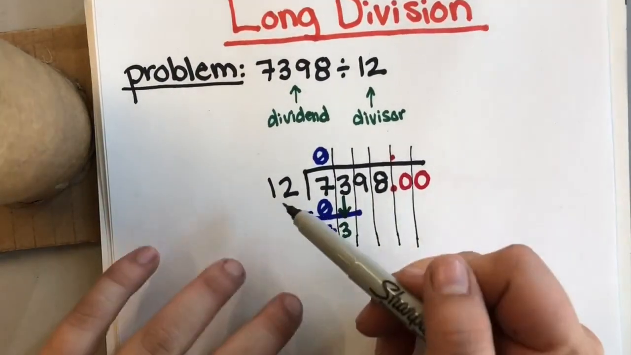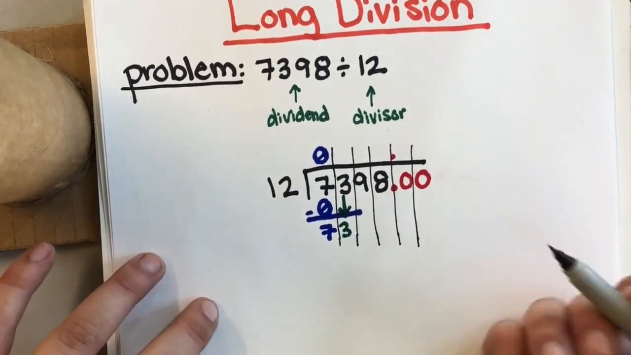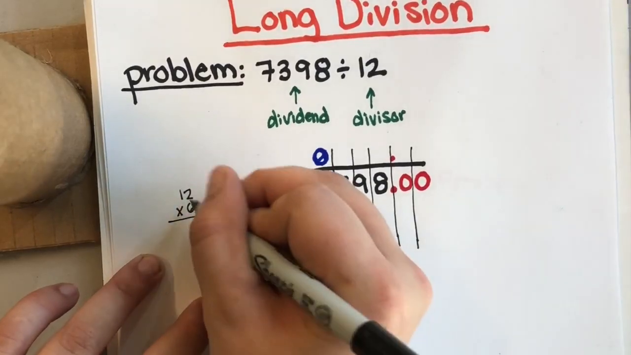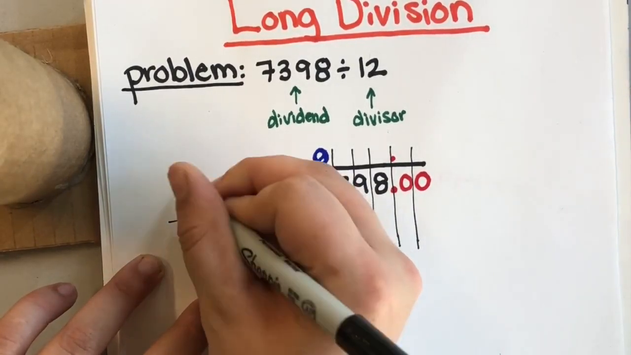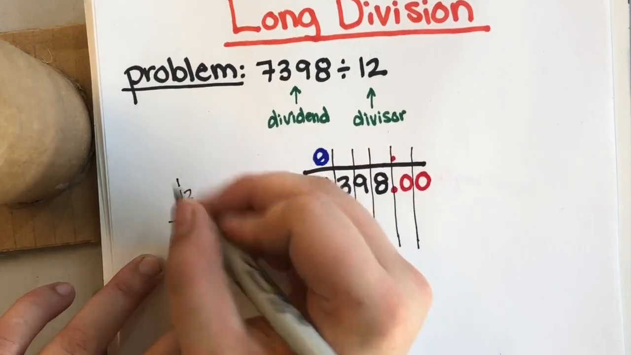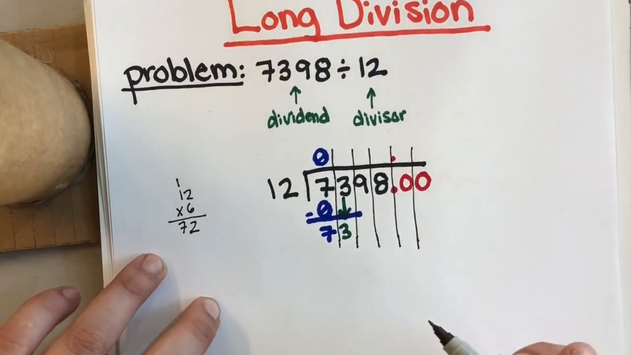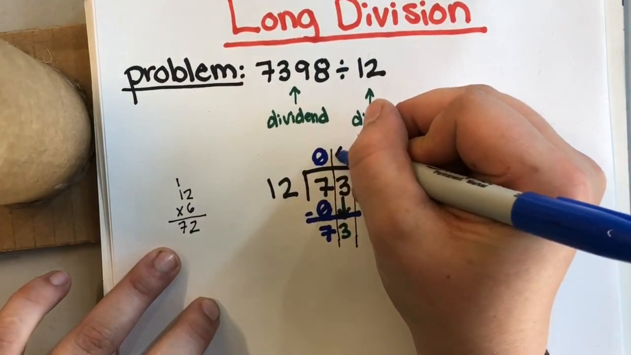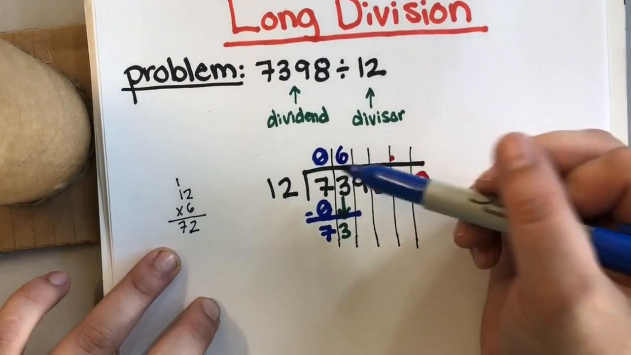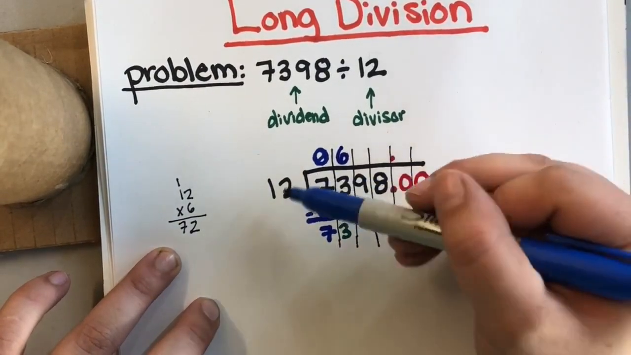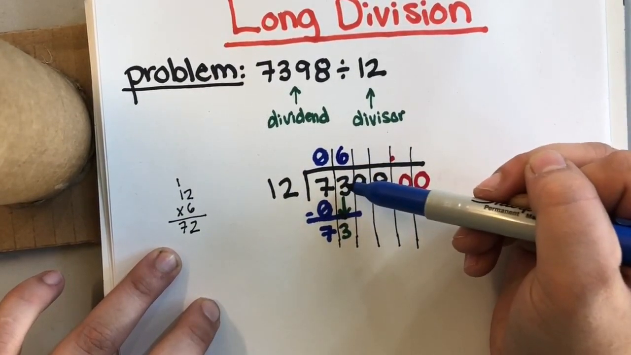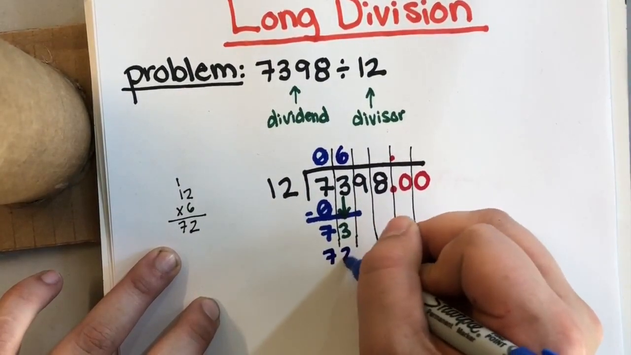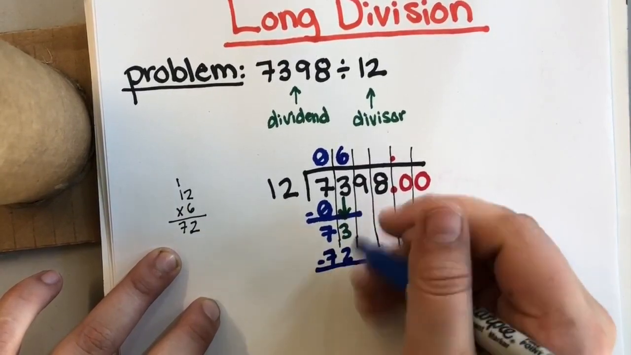I think that 12 goes into 73 about 6 times, so I'm going to work that out. 12 times 6: 6 times 2 is 12, 6 times 1 is 6 plus 1 is 7. So 12 times 6 is 72. That's about as close as I'm going to get to 73. So I'm going to put a 6 right here. This is where the lines are important, because I know that the 6 is above the 3 digit and not above the 7 digit. 12 times 6 is 72, so 73 minus 72 is 1.